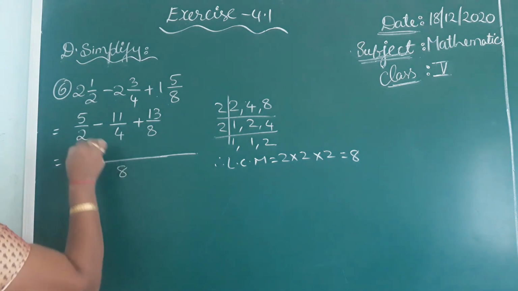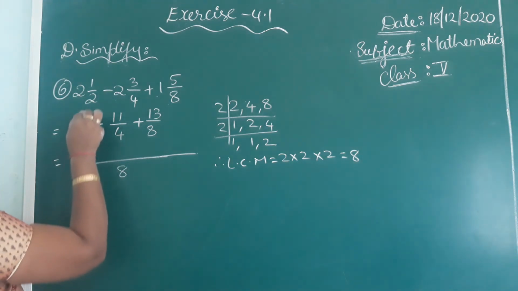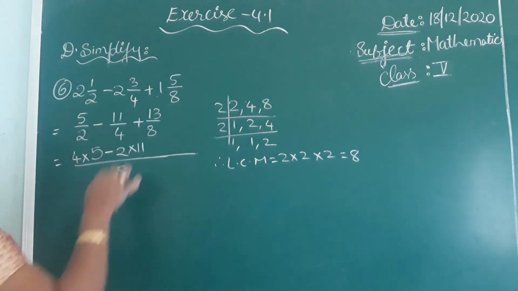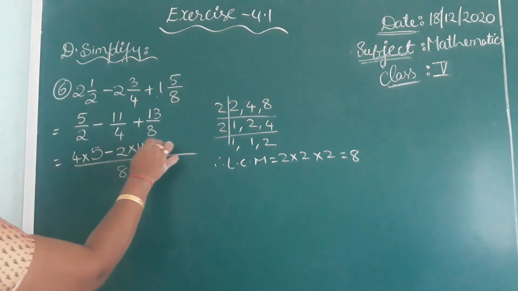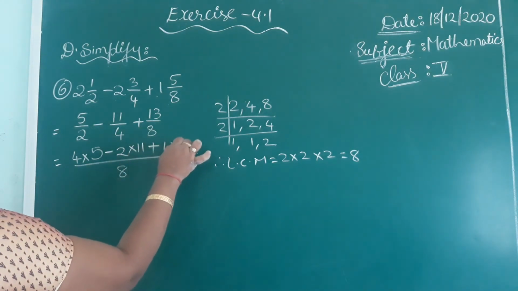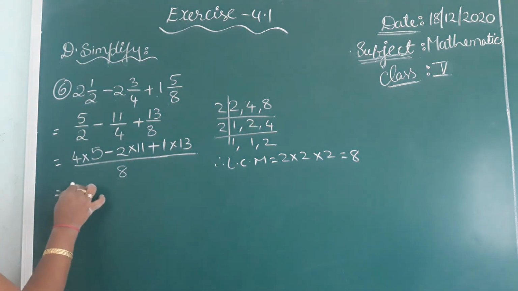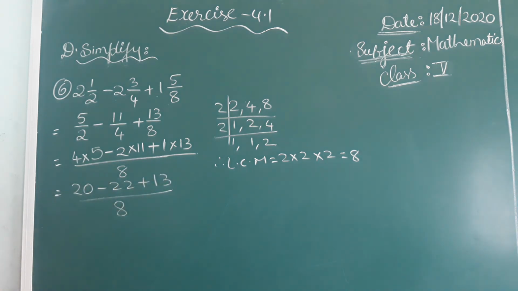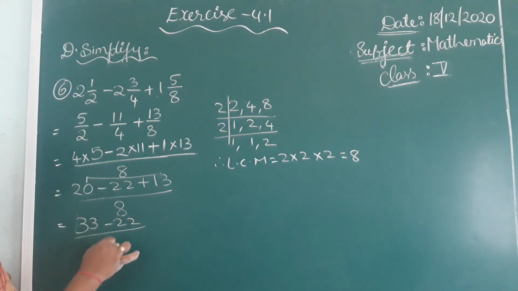8 divides this 2 by 4 times, 4 into that number numerator 5, minus 8 divides 4 by 2 times, 2 into that number numerator 11, plus 8 divides 8 by 1 time, 1 into that number numerator 13. 20 minus 22 plus 13 by 8. Children, if you observe here, add these two. If you add these two, 20 plus 13 is 33, minus 22, 11 by 8.